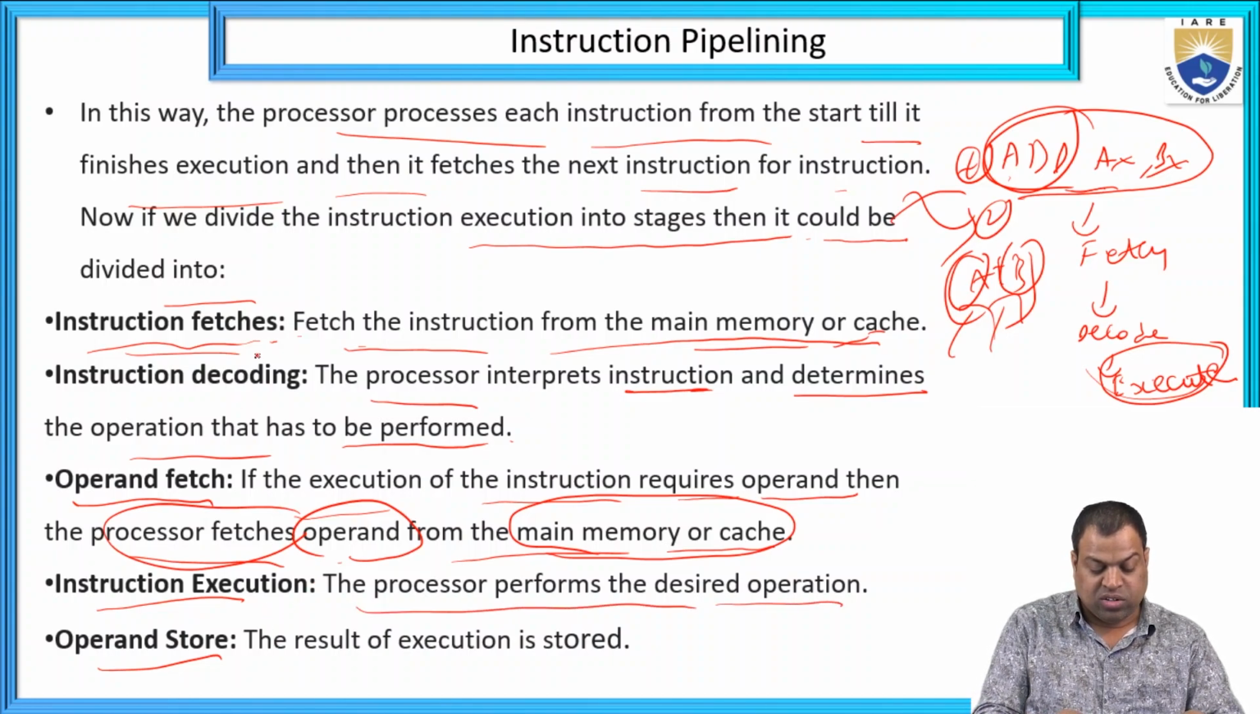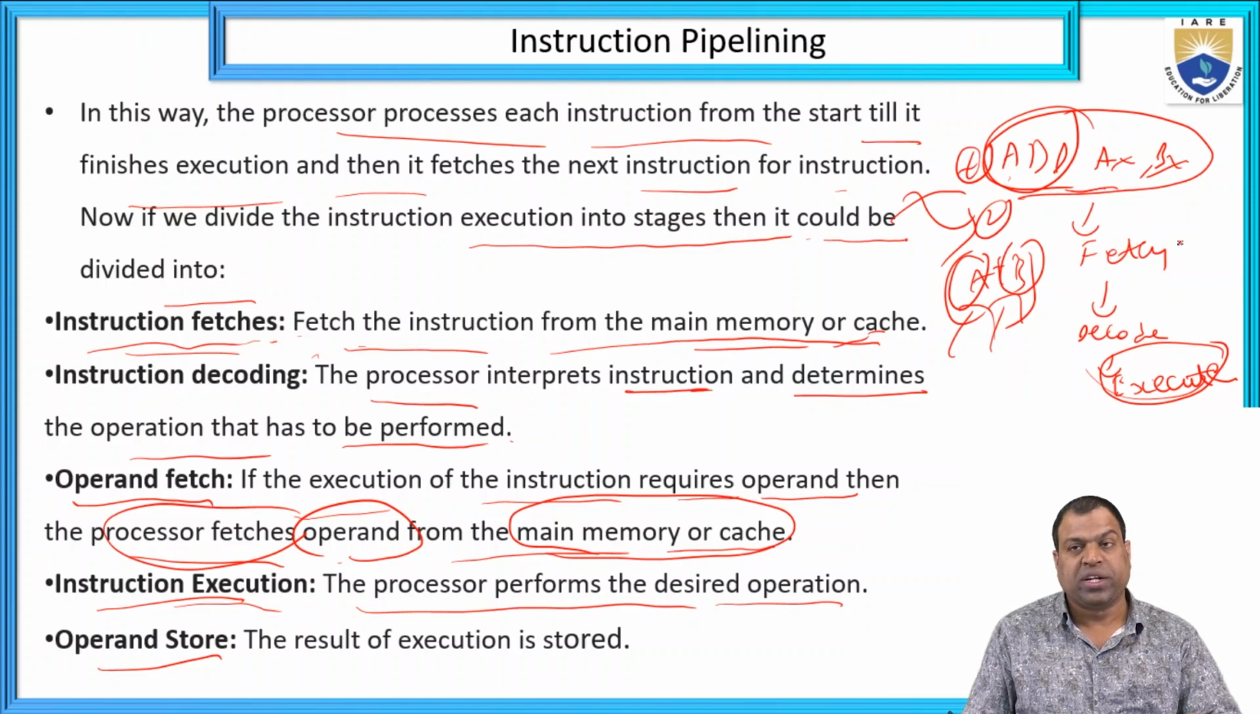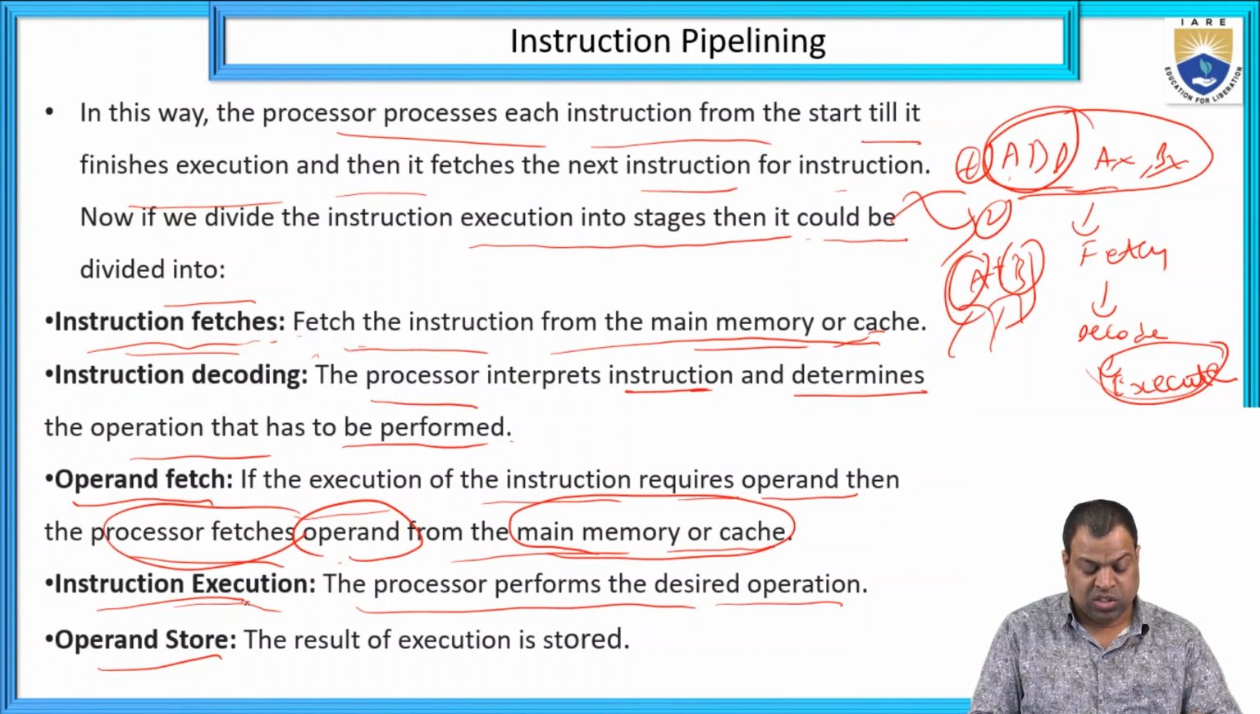So after fetching is completed and decoding is completed, next is operand fetch, and after that, instruction execution. Fetching is completed, decoding is completed. What is the next? We are going for the final execution. So what is the instruction, and what is the result of the execution? The processor performs the desired operation. So, add ax comma bx. Fetching is completed, it is converted to the decoded form, and we are going for the execution.